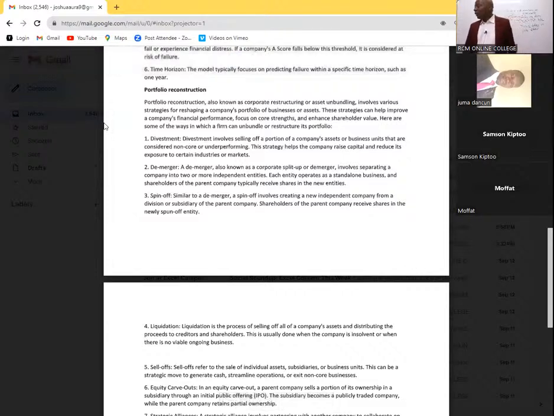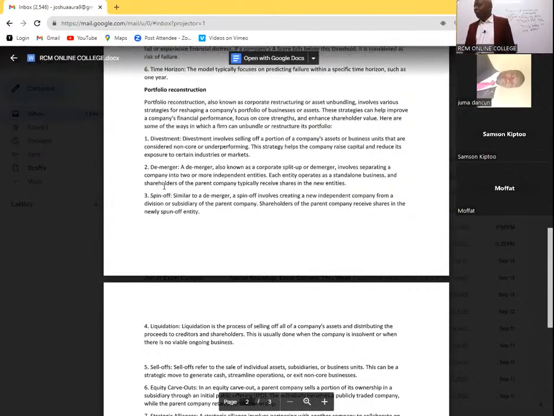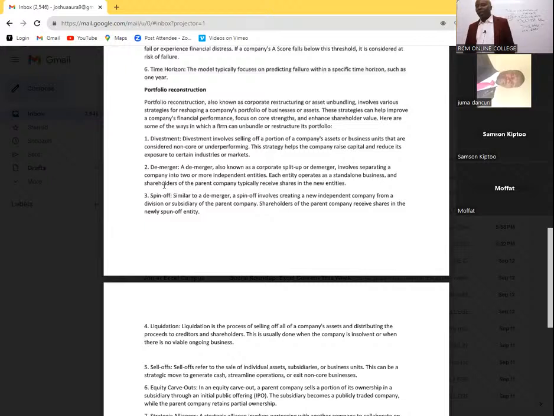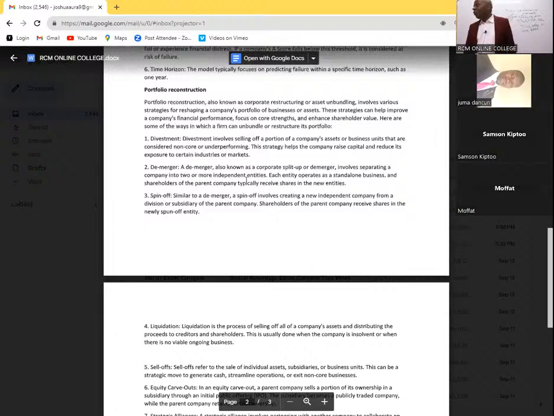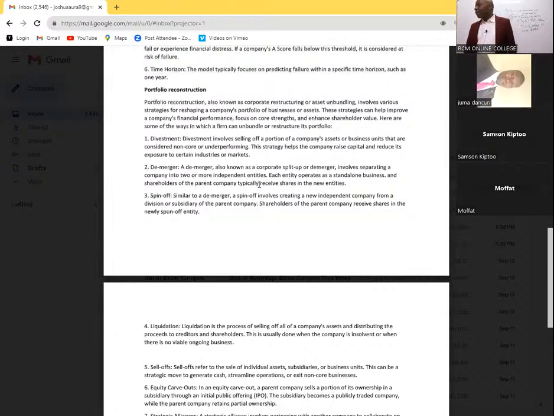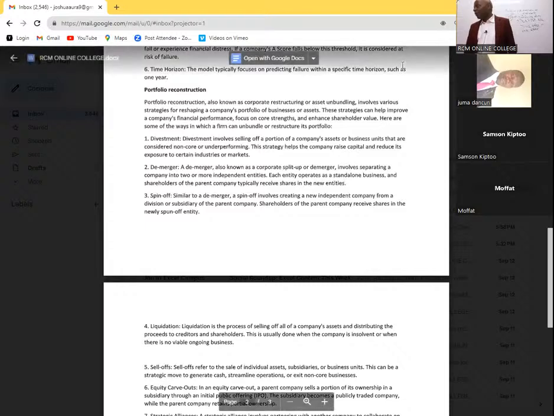the investment. Then we go to what we call the demerger. So a demerger is the opposite of merging. So again, here you're breaking down a merged entity. A demerger, also known as a corporate split-up, involves separating a company into two or more independent entities. Each entity operates as a standalone business, and the shareholders of the parent company typically receive shares in the new entity. So gentlemen, listen to me very well.